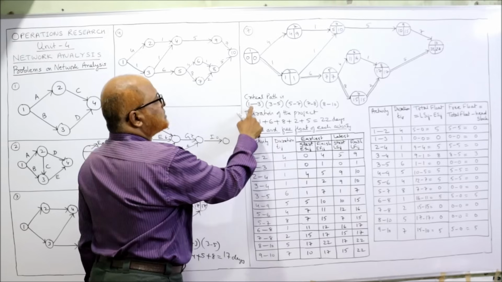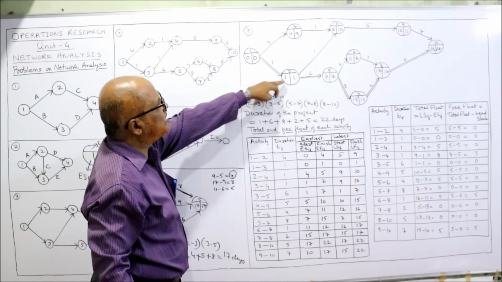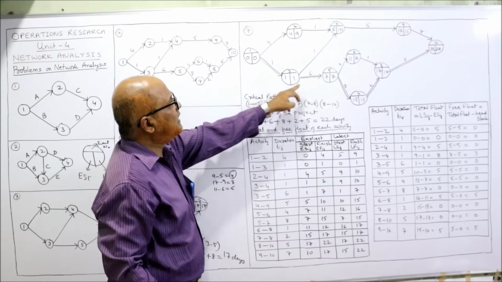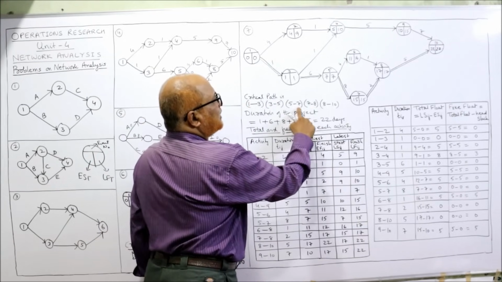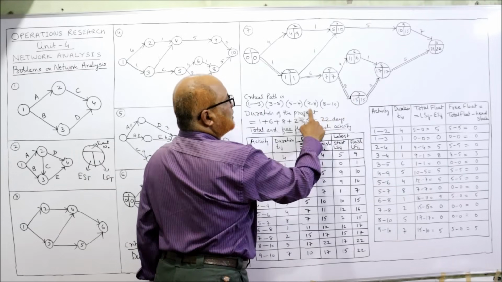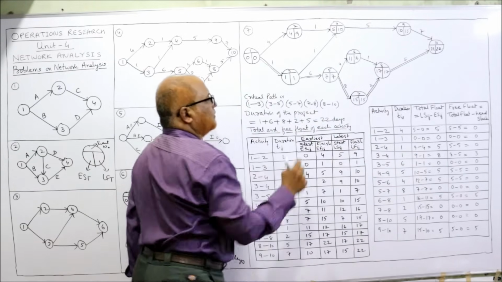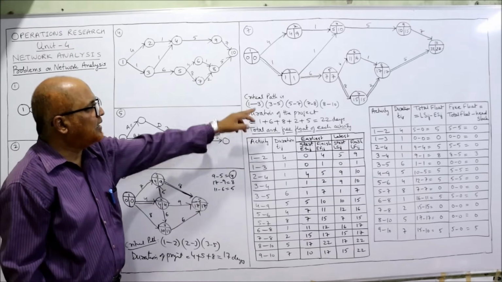The critical path is 1 to 3. First event to third event. Right? Then third event to fifth event. Then fifth event to seventh event. Then seventh event to eighth event. Last one, eighth event to 10th event. That's all. This is the critical path.